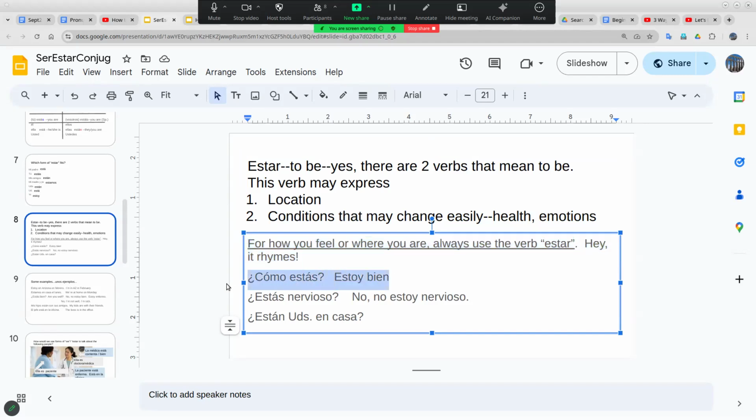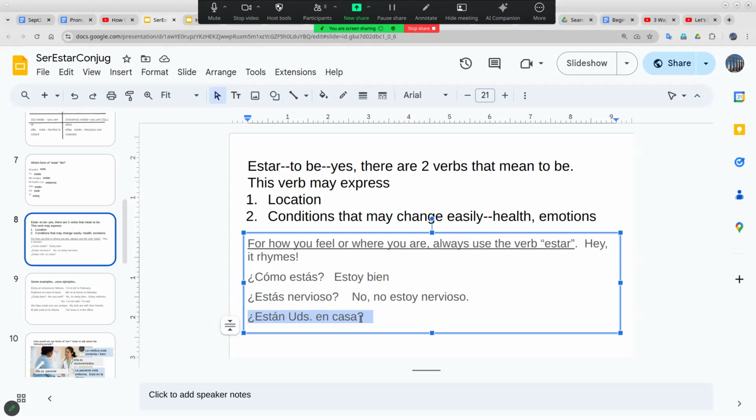¿Cómo estás? Estoy bien. Inquiring about your health. ¿Estás nervioso? Are you? There's a cognate. Nervous. Are you nervous? No, no estoy nerviosa. It's talk about myself. It would have to be nerviosa. No estoy nerviosa. Bien. ¿Están ustedes en casa? Are you guys home?